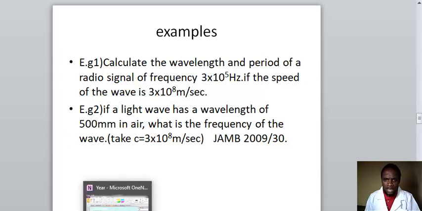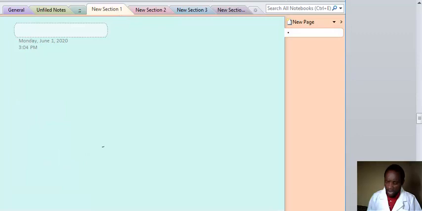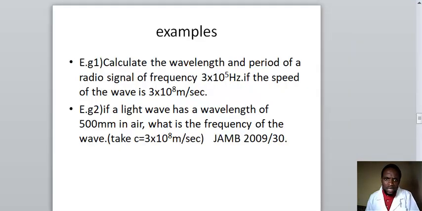Let's look at it. Here the frequency, we said f is equal to 3 times 10 raised to power of 5, and the wave speed is 3 times 10 raised to power of 8. And don't forget, we are asked to calculate what? The wavelength and the period.